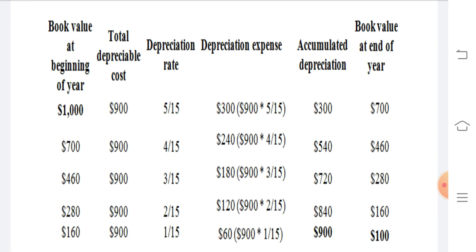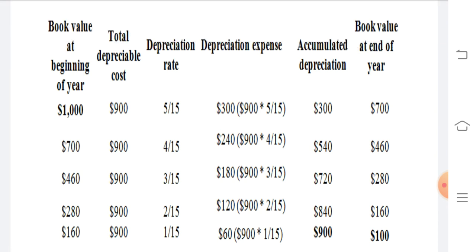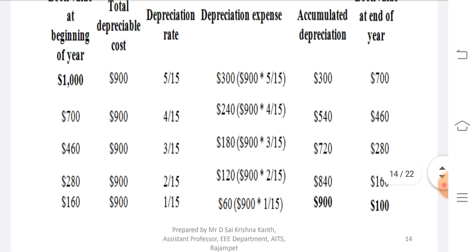During the fifth year, the depreciation expense is calculated as 1 by 15 of 900, which is 60 rupees. That 60 rupees is subtracted from the book value at the beginning of the fifth year. So 160 minus 60 gives 100 rupees as the book value at the end of the fifth year, which is nothing but the scrap value. It may be either scrap value, less than scrap value or greater than scrap value. So that is about this.